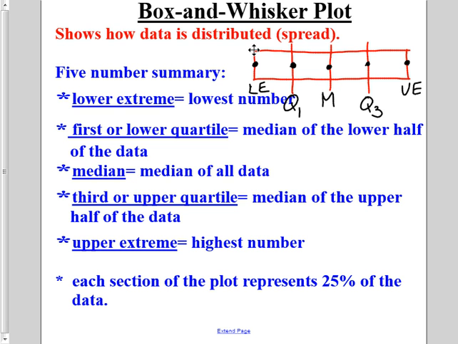Now when you look at that, yes, it's 5 numbers, but when you look at that picture, you should see that really what we're doing is we're splitting the data into 4 parts. So each part of the plot represents 25% of the data. Each section from the lower extreme to the first quartile, 25% of the data is contained in that section. 25% of the data is contained between the first quartile and the median, and so forth. So let's take a look at what a box and whisker plot actually looks like.